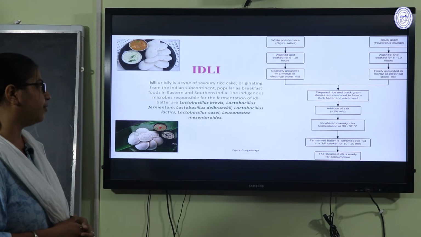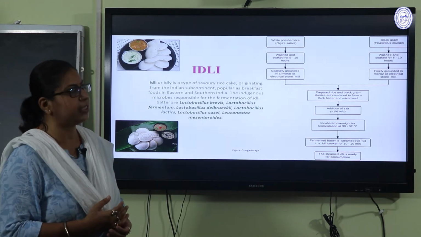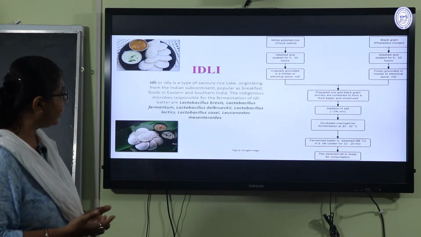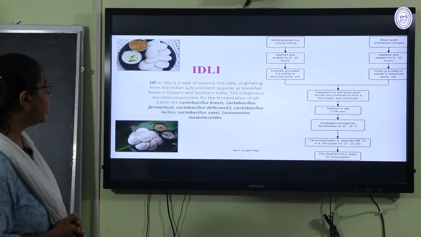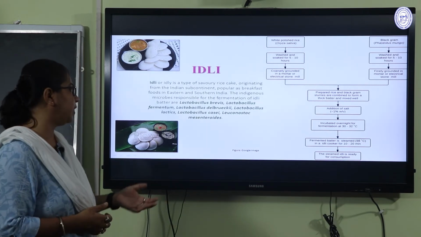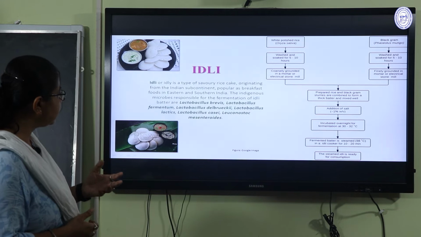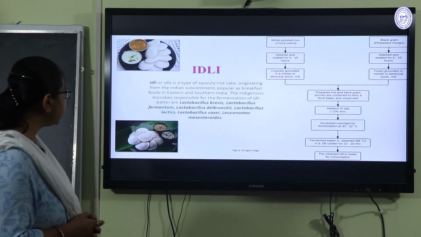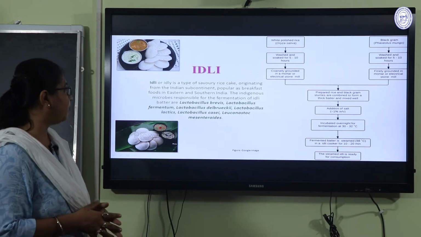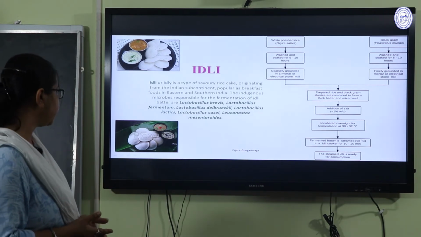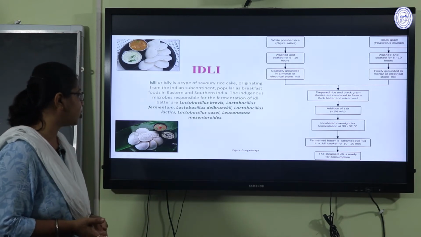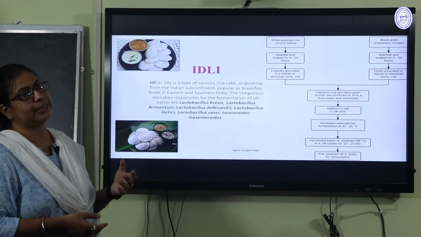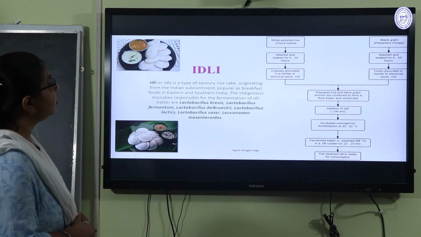Next, coming to another fermented food product, which is idli. Idli is another very rich and famous food of South India, and we all find it very pleasant to have idli in our breakfast and lunch, and we are very much acquainted with it. It is an indigenous food product, a savory rice cake originating from the Indian subcontinent, and it involves the bacterial population of Lactobacillus brevis, Lactobacillus fermentum, Lactobacillus delbrueckii, Lactobacillus lactis and Leuconostoc mesenteroides. I am going to depict how idli is processed in a flow.